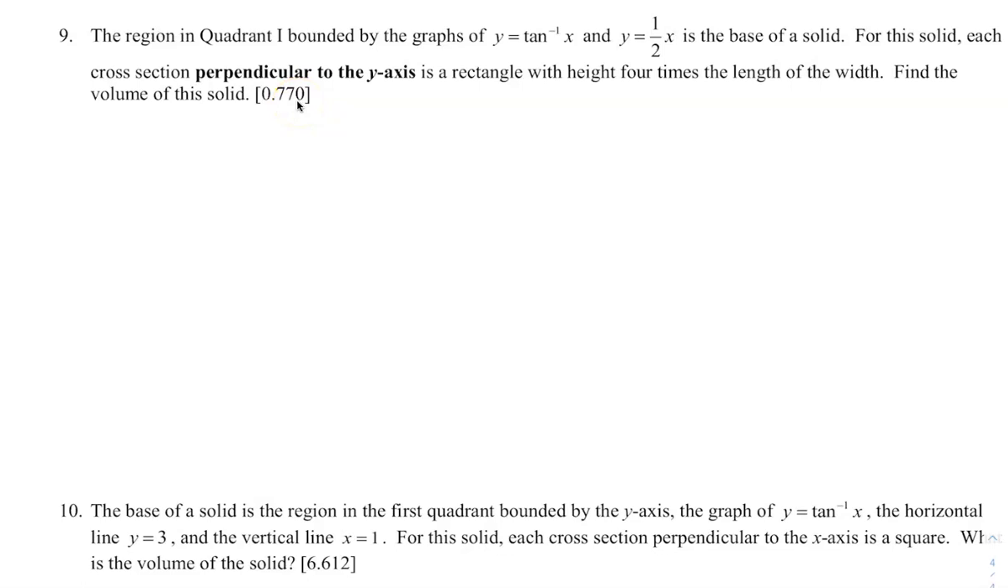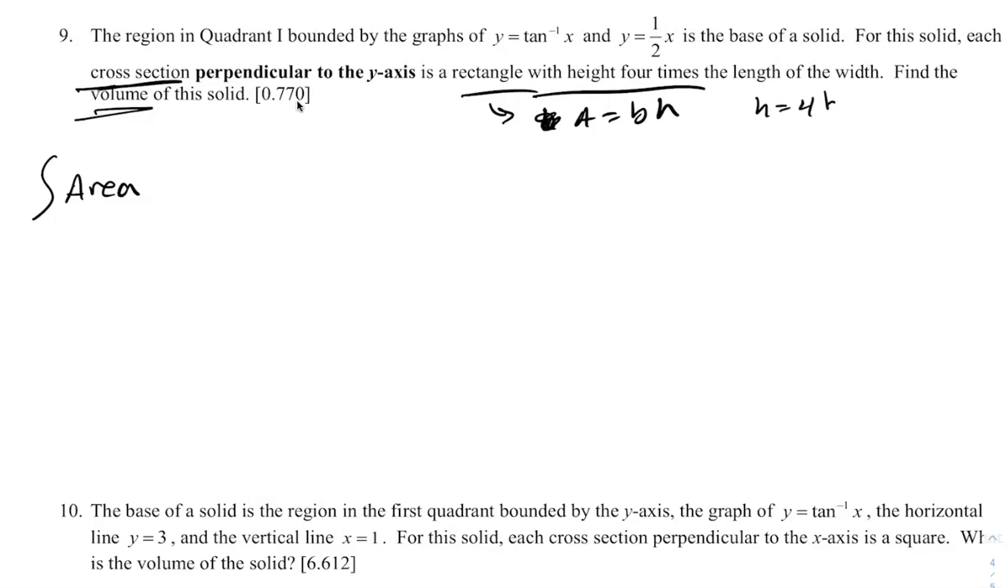So again, I know it looks scary, but all we're doing is finding a cross-section volume. So all we have to do is find the integral of the area formula. And our area this time is a rectangle with the height 4 times the base. Area of a rectangle is base times height. In this case, we know the height equals 4 times the base. So if I rewrite that, I get base times 4 base, or 4 base squared. So that's what we're working with here.